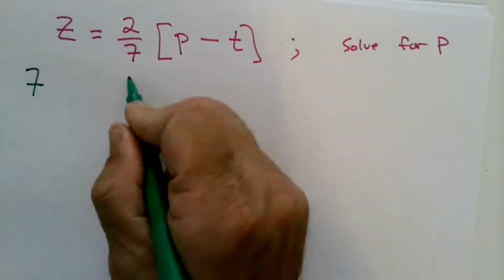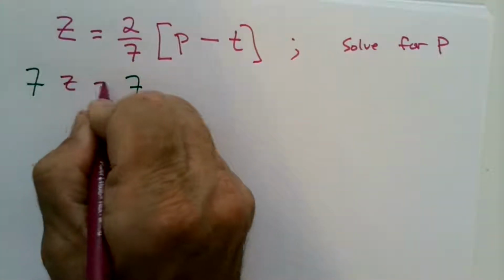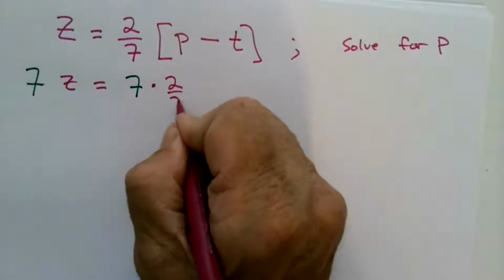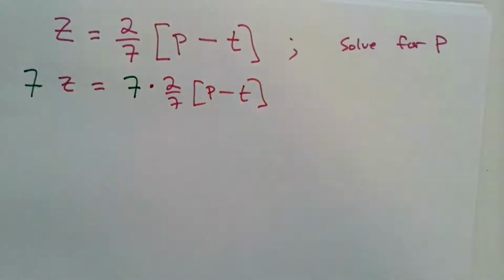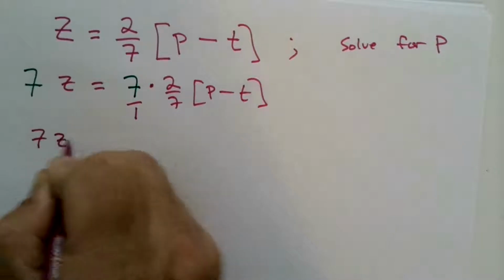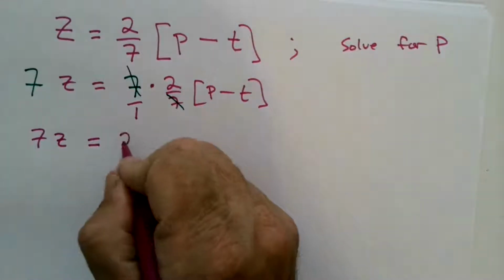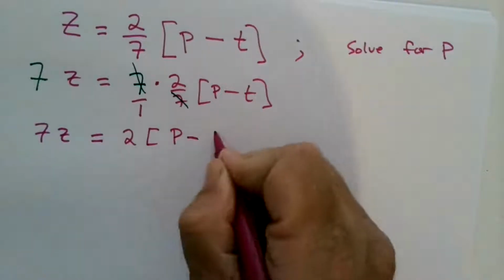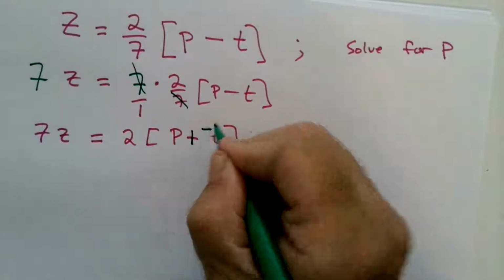Multiply 7 on the left, multiply 7 on the right. So I get 7Z equals 7 times 2/7 of P minus T. Notice this is 7 over 1. Left-hand side is 7Z. Right-hand side, 7 over 7 is the same as 1 over 1. So that just leaves me with 2 times P minus T. I like to make minuses plus negative. That's my preferred strategy. So I'll make this plus negative T and then distribute.